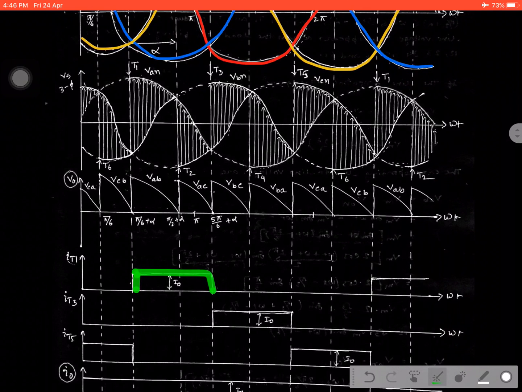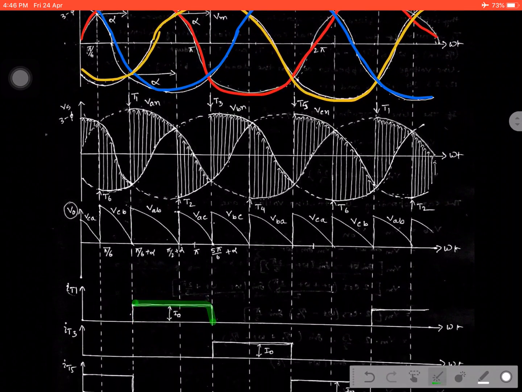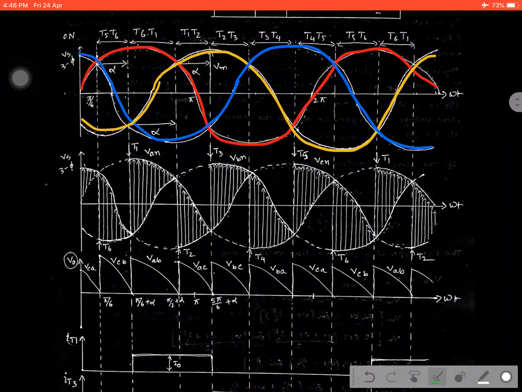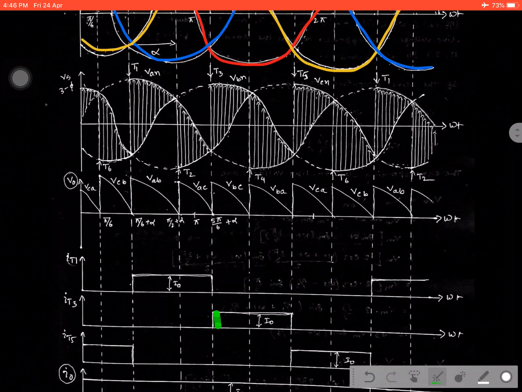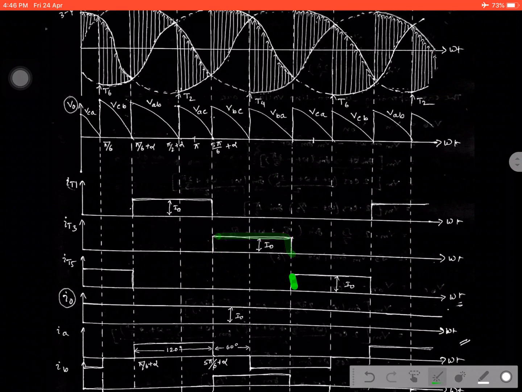That is why when T1 is in conducting state with respect to the other two switches, it will be reflected here. Okay. Similarly, for T3, this point and this point. So obviously it will be the output current waveform of T3. Similarly, that will be T5.